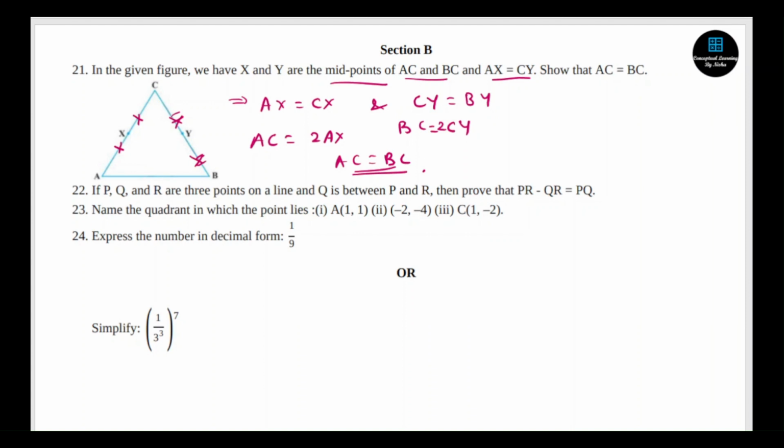Now P, Q and R are 3 points. Q is between P and R. So if you consider this, P, Q and R, then PR minus QR equals PQ. That's true, right? So you can simply show this using this line, this diagram.